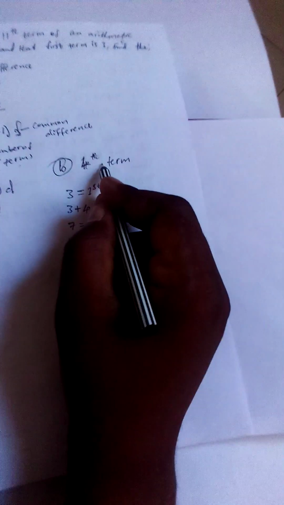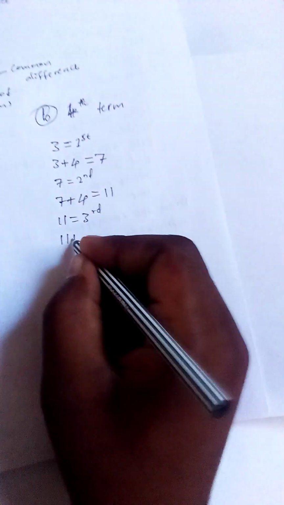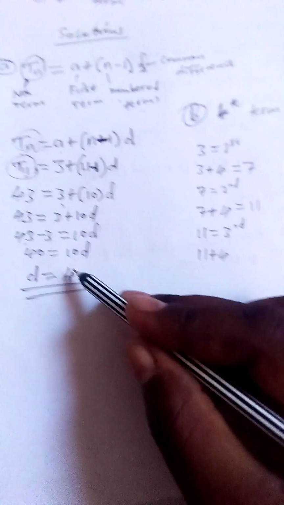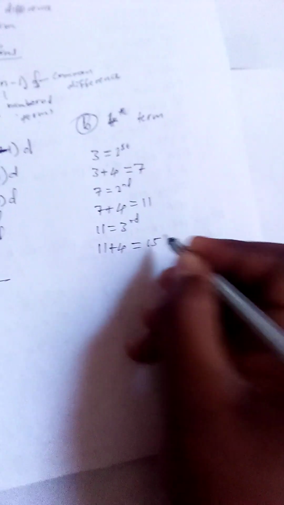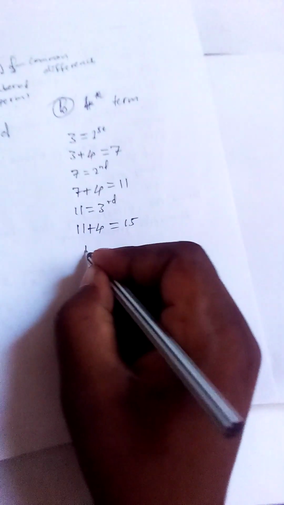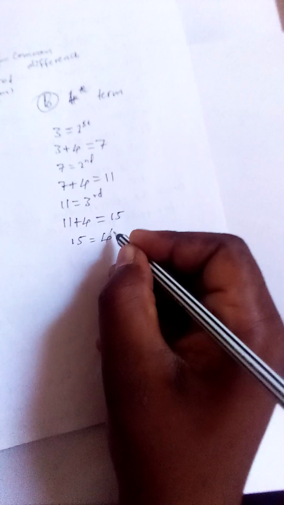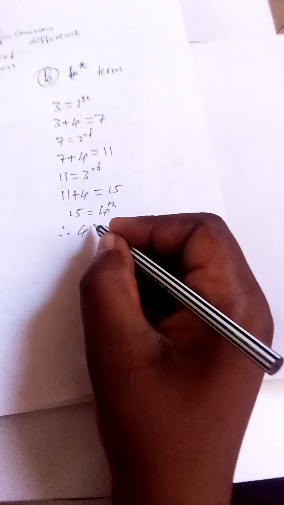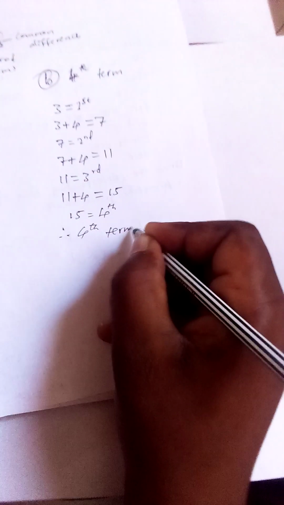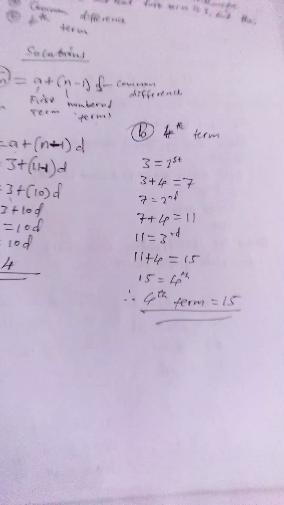Therefore, to find our fourth term that we have been asked to find there, we are going to say 11 plus the common difference that we got here, it is 4. We're going to say 11 plus 4 equals 15. Okay, therefore 15 is our fourth term. Therefore our answer is fourth term equals 15. Okay, this is how you can get there, the fourth term.